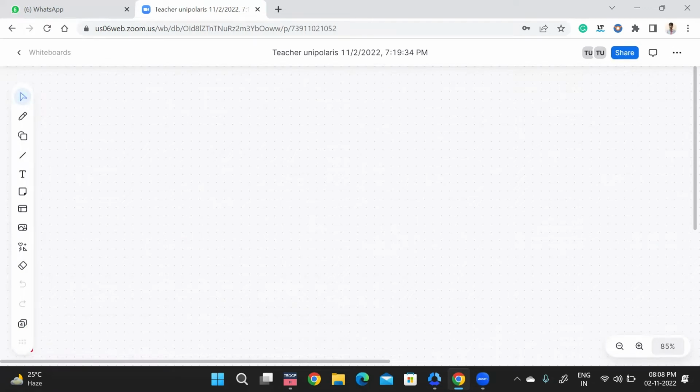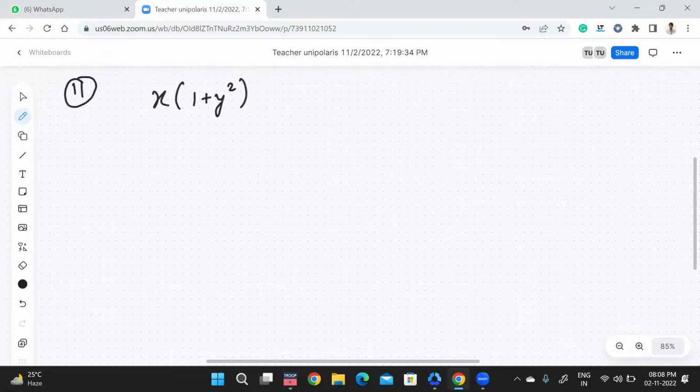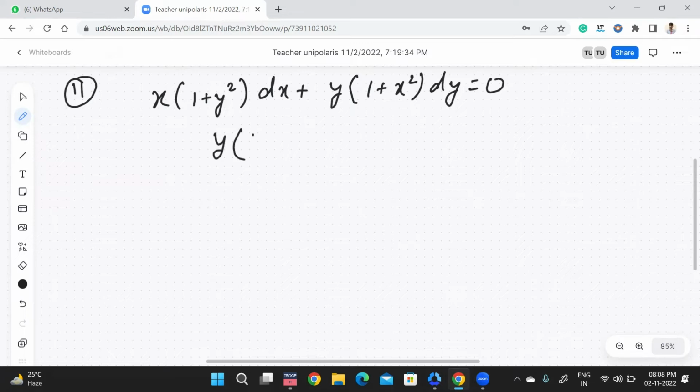So next question is similar to what we did in our previous example. So this is x times 1 plus y square dx plus y times 1 plus x square dy equals 0. So we can first write it as y times 1 plus x square dy equals minus x times 1 plus y square dx. So I can also take the y into 1 plus x squared that side, right? Yes, yes, you can do that also.